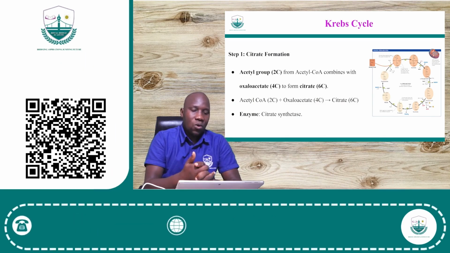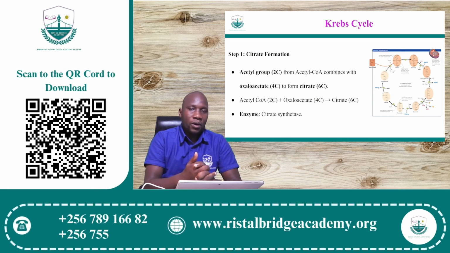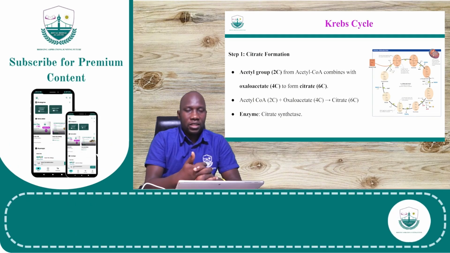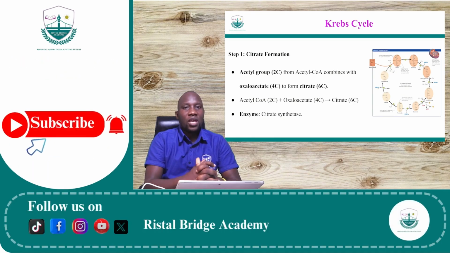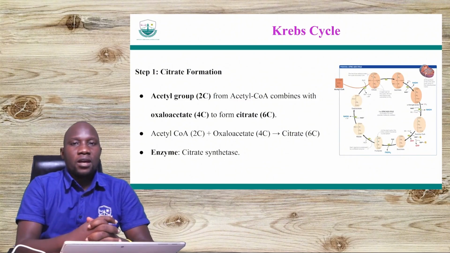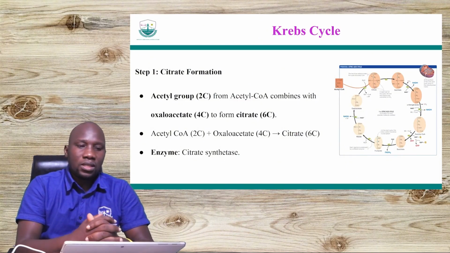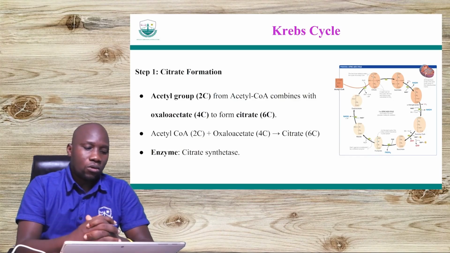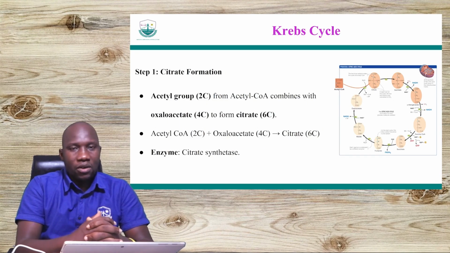You have acetyl-CoA. Basically, the acetyl group of acetyl-CoA is the one that enters into the Krebs cycle. That acetyl group has 2 carbon atoms. It combines with a 4 carbon compound that we call oxaloacetate, and then we form citrate, which is a 6 carbon compound.